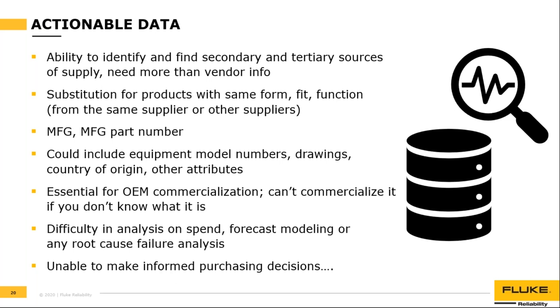Difficulty in analysis on spend, forecasting models, root cause failure analysis, because you don't have good data. If you have all the attributes of the data, it can help you identify inventory levels. Lead times, we talked about earlier, is one of the other critical things. And basically, having actual data enables you to make informed purchasing decisions. It's not always price. Sometimes it's lead time or availability, things like that.